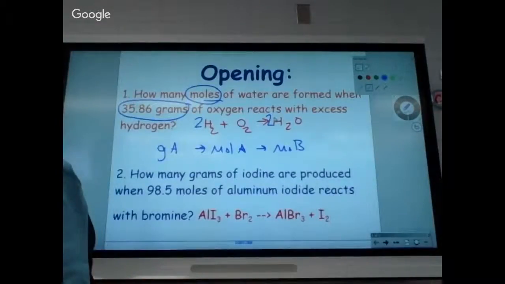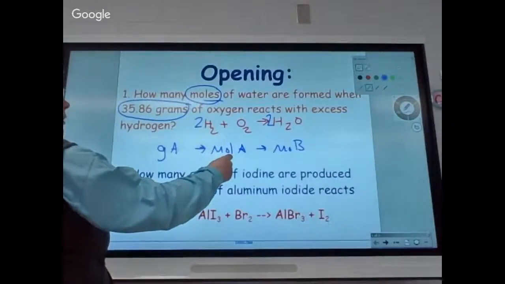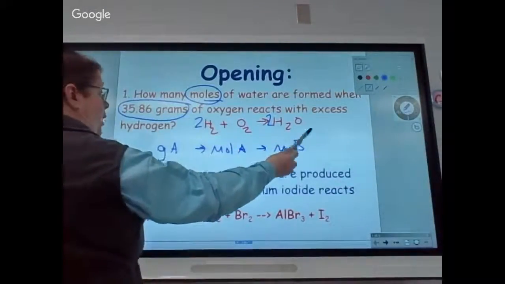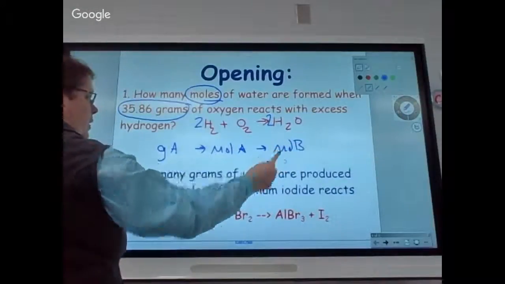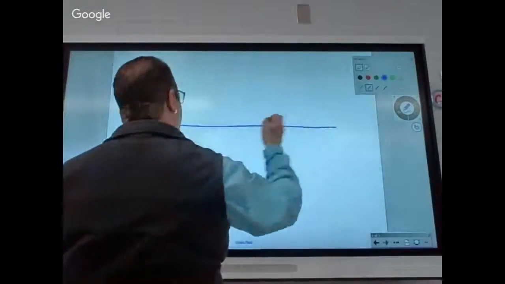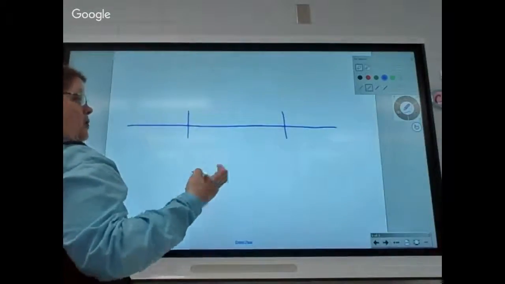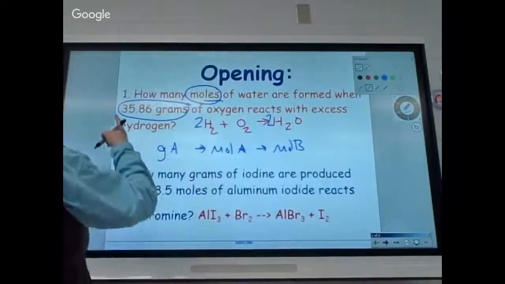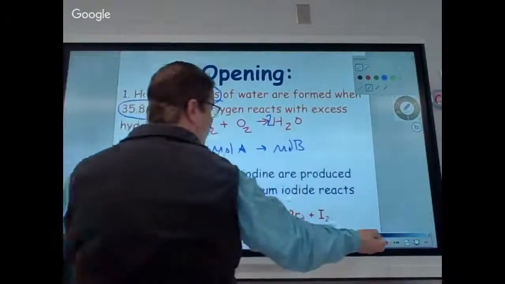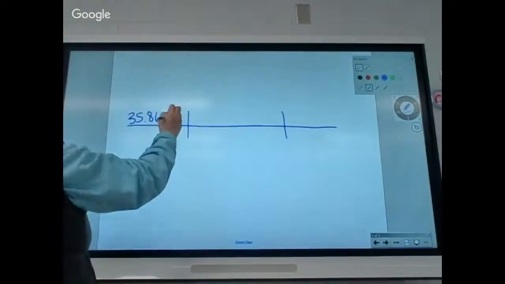So, for those of you who asked me, how many sections do I need in my chart? I know I need how many? 3. So, I'm going to start in grams. The middle section is going to go to what? Moles. And the last section is going to go to what? Moles. Now, some of you, when you're drawing your chart, are having trouble figuring out what goes in the middle. So what did they give us to start with? We have 35.86 grams of what? That always starts the chart.